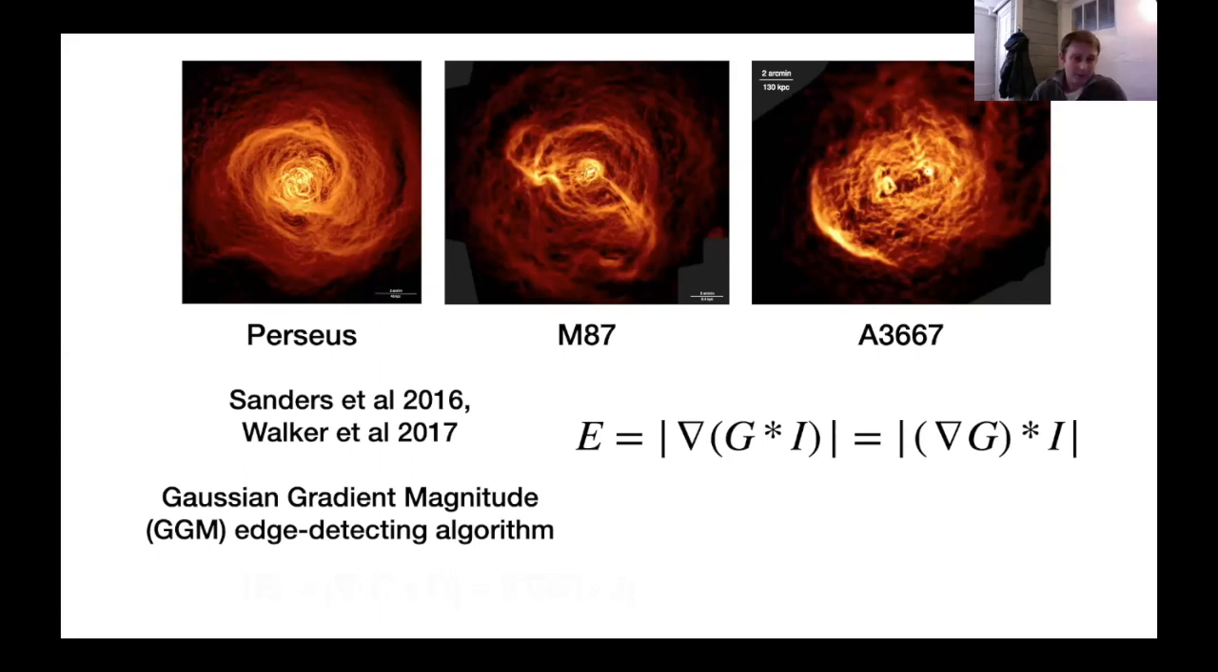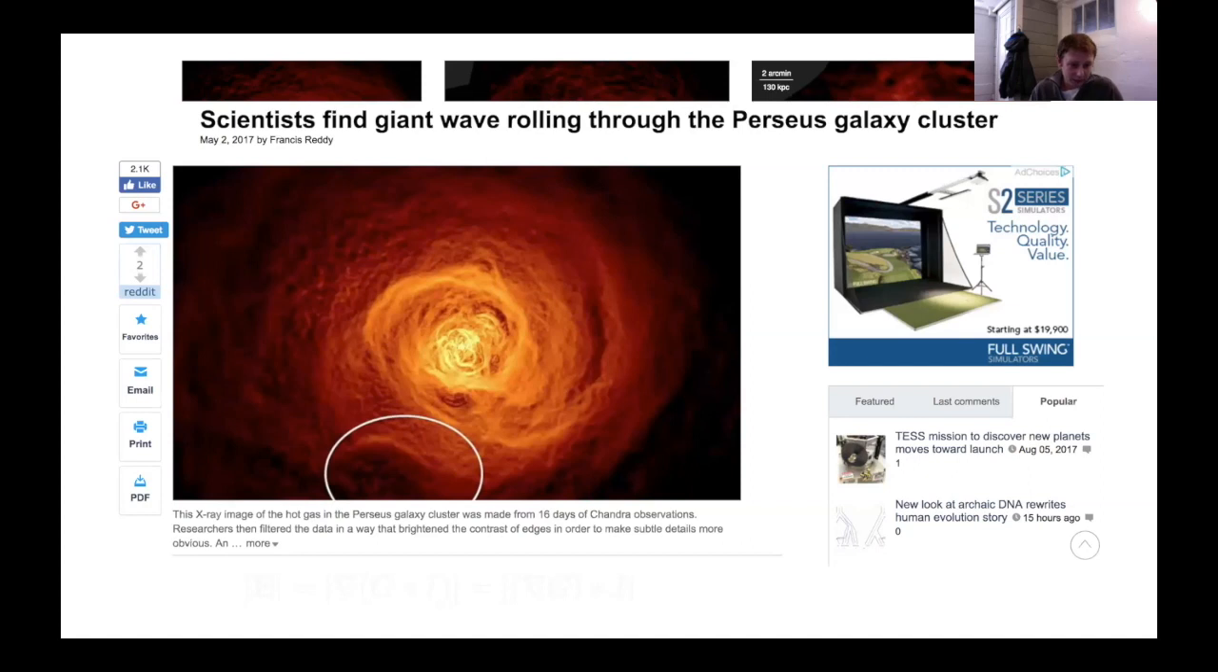But my collaborator, Stephen Walker at the University of Alabama at Huntsville, discovered that there was a funny looking bay shape in the lower left of this Chandra image. And this is just a random Science News type article that tries to make it really exciting: "Scientists find giant wave rolling through the Perseus galaxy cluster." Stephen thought this was an example of the Kelvin-Helmholtz instability, which I showed in those movies earlier in the talk. And so he wanted to compare it to some simulations.